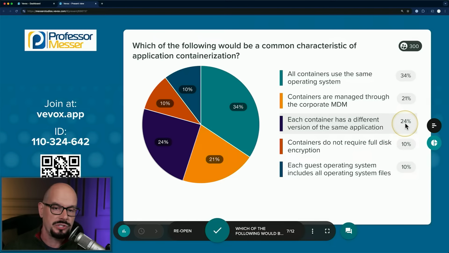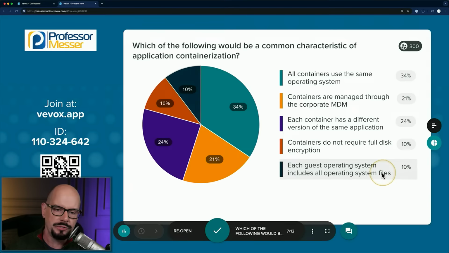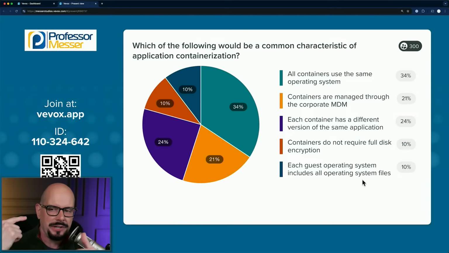Oh, we did have 24% of you that said each container has a different version of the same application. 10% of you say containers do not require full disk encryption, and 10% of you also said each guest operating system includes all operating system files. Well, you can see here in this question, there were two of these that really were fighting with each other.